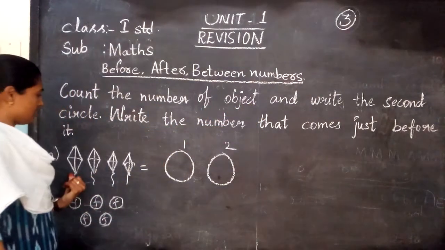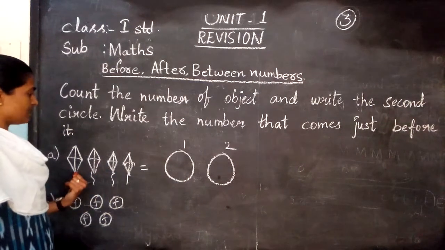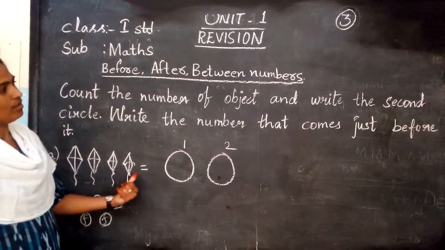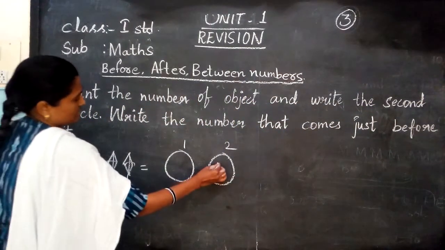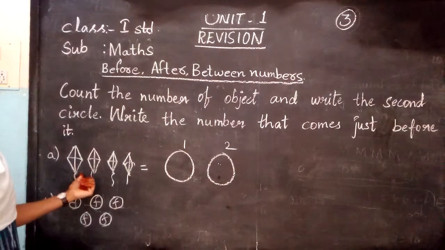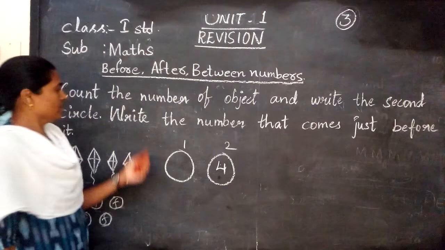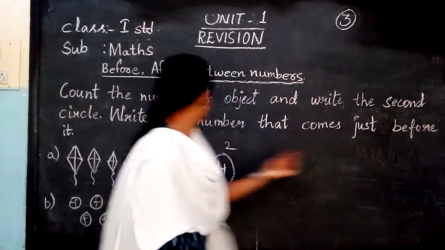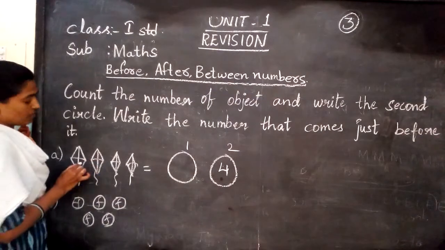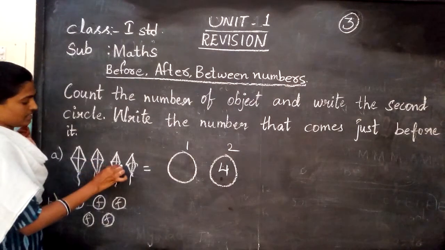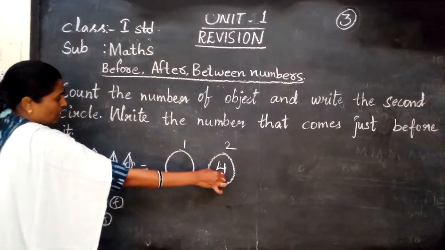How many objects are there here? What is this picture? Kite. How many kites are there? 1, 2, 3, 4. 4 kites are there. And write in the second circle. Second circle means this one. In the second circle you have to write 4. Write the number that comes just before it. Now count the objects, that means count the kites. 1, 2, 3, 4.